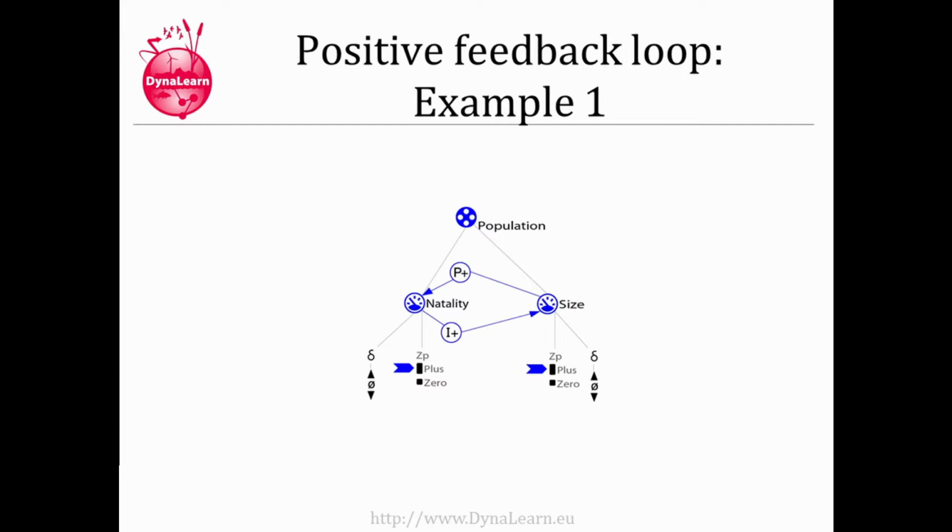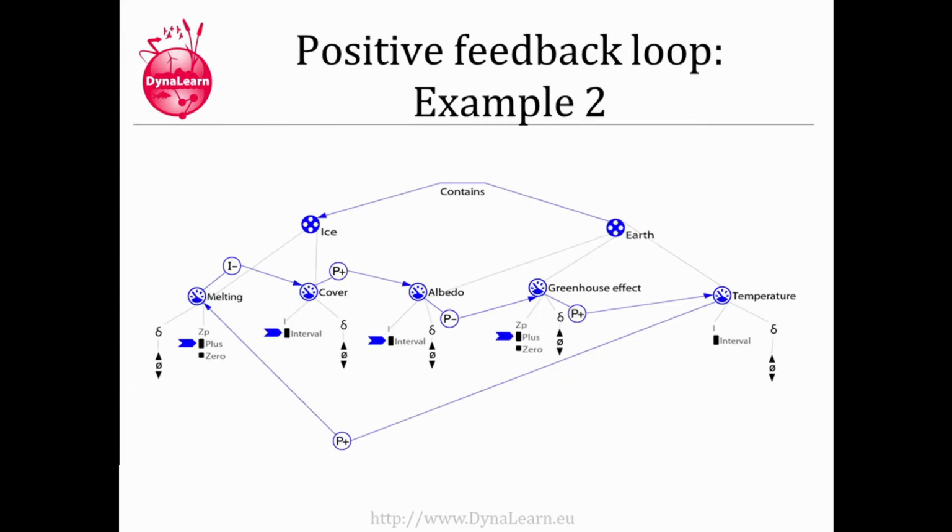There is also a positive proportionality from the size to the natality, because if the size of the population is bigger, more individuals will be born. Because these two causal relations are positive, this is a positive feedback loop. And the process within this loop, namely natality, will become stronger because of this loop.